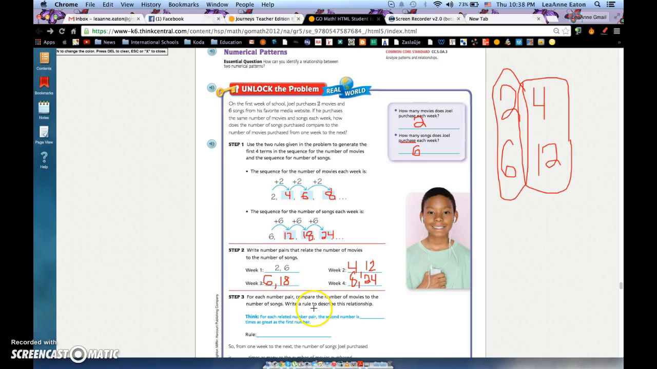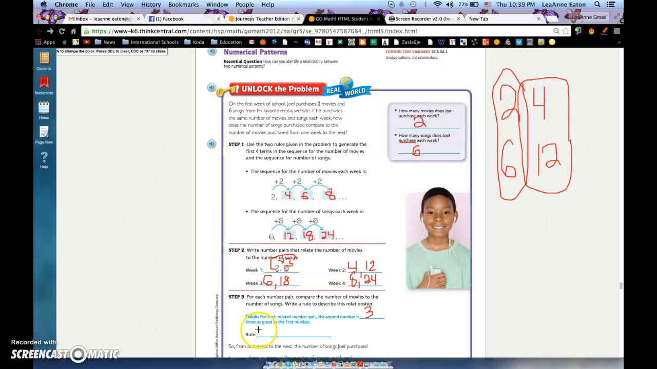So now for each number pair, we're going to compare the number of movies to the number of songs, and we're going to write a rule to describe this relationship. For each related number pair, the second number is how many times as great as the first number. So how do we get from 2 to 6? This is 3 times greater. And then we look to see, does this rule apply to every single week? Is 4 times 3 12? Yes. 6 times 3 18? Yes. 8 times 3 24? Yes. So it is 3 times as great.